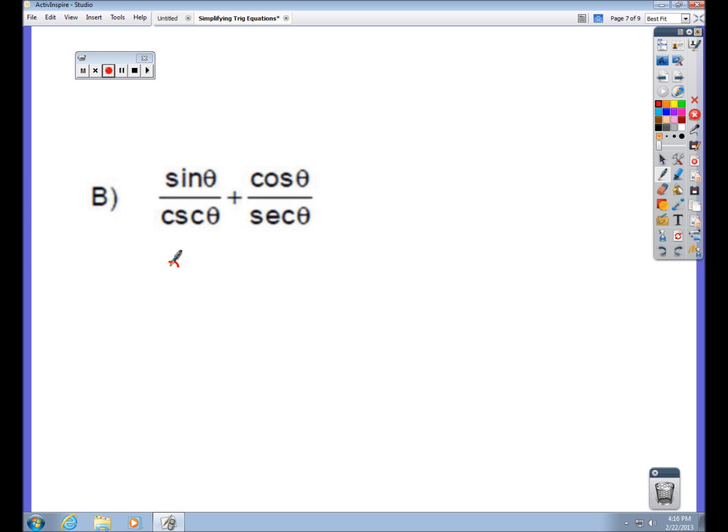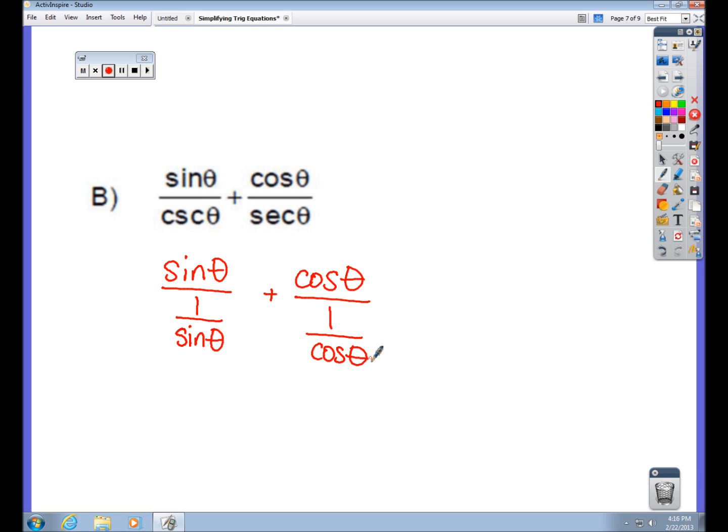Okay, so cosecant, I'm going to leave sine alone, but the cosecant on the bottom, we have a reciprocal identity for that, is 1 over sine. So I'm going to replace cosecant with 1 over sine. Okay, and then I'm going to do the same thing for the secant. Cosine is fine, but for secant, let's replace that with its reciprocal identity of 1 over cosine. Now, I can't add fractions like that, and they're complex fractions. I have a fraction in a fraction. So I need to do a little simplifying.